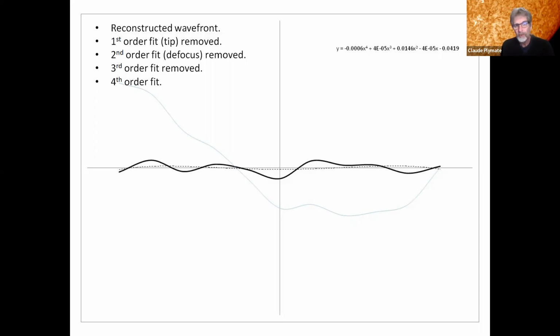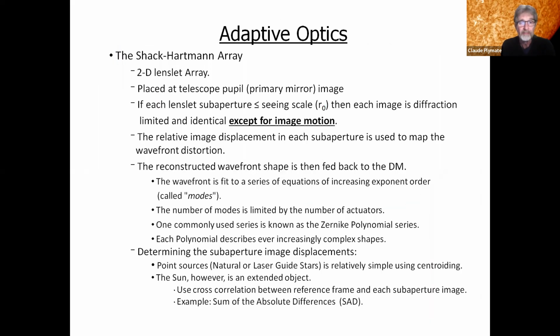Now, of course, we would not physically subtract out one waveform at a time. What we would do is mathematically model that, subtract that from the image, fit all these different polynomials to it, then sum up what really needs to be sent back to the DM at one time and correct them all simultaneously.